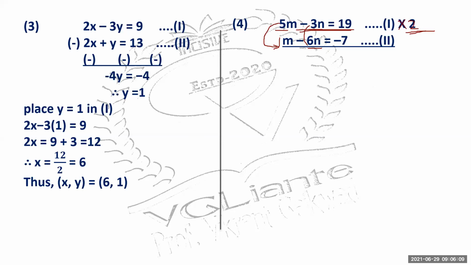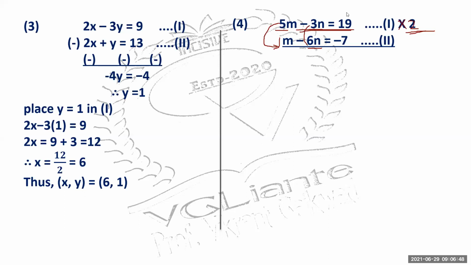What happens is, check, we have got 5m minus 3n equals to 19. Understood? And we have got m minus 6n equals to minus 7. Now you can multiply the second equation with 5 to make the coefficients of m same. But 5 would be a greater number with respect to 2, which you have to multiply. Understand why? Because you know 3 and 6. Understood? 3 is a multiple of 6. So you can convert 3 to 6. Is this clear?